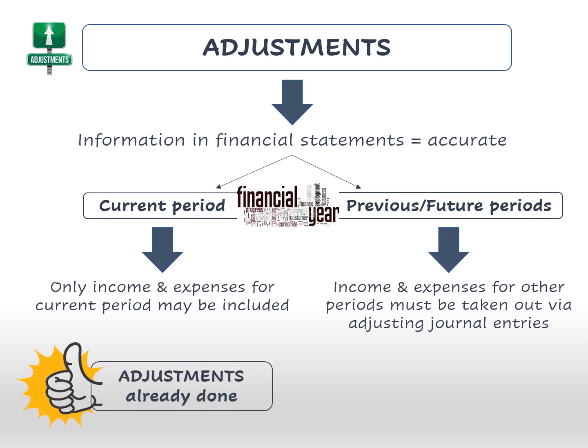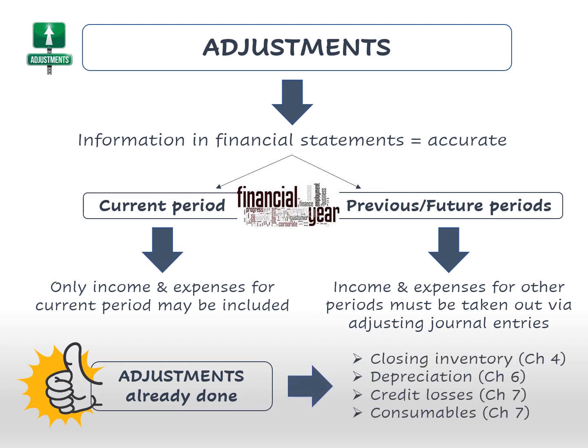Adjustments that you have already done: closing inventory in Chapter 4, that is an adjustment. That's where you debit inventory, credit cost of sales. Your depreciation journal entries are also adjustments. Your credit losses journal entries are also adjustments.